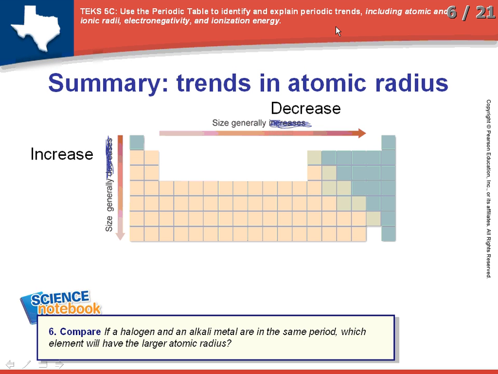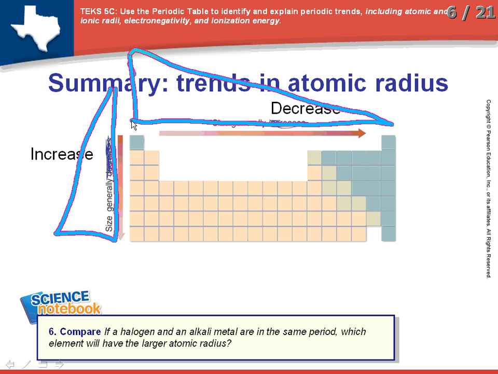Here's just a quick summary. Notice I had to fix this. As you go top to bottom, things decrease. Or sorry, as you go top to bottom, things increase. I'll draw a triangle like that. It's increasing from top to bottom. And as you go left to right, things decrease. Increases top to bottom and decreases left to right.